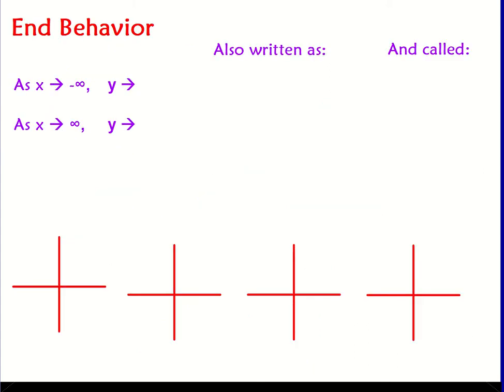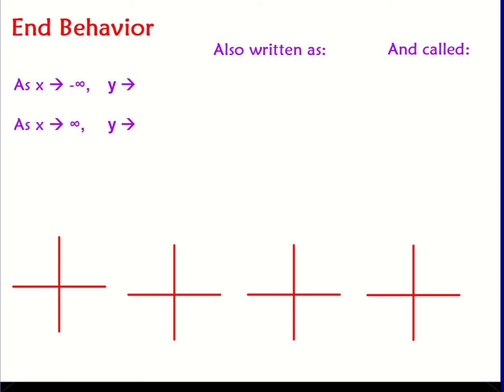We also want to be able to describe the end behavior of a polynomial. The end behavior means as x goes way off to the left or as x goes way off to the right, what happens to y? And so when we say end behavior, it's automatically asking 2 questions that are implied, both as x goes to the left, which is negative infinity, and as x goes to the right, which is positive infinity.